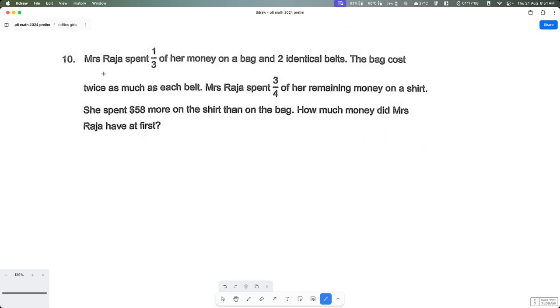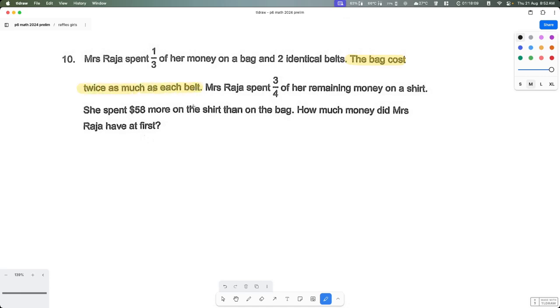All right, so question number 10. Mrs. Roger spent one third of her money on a bag and two identical belts. The bag cost twice as much as each belt. Mrs. Roger spent three-quarter of her remaining money on a shirt. She spent $58 more on the shirt than on the bag. How much money did Mrs. Roger have at first?